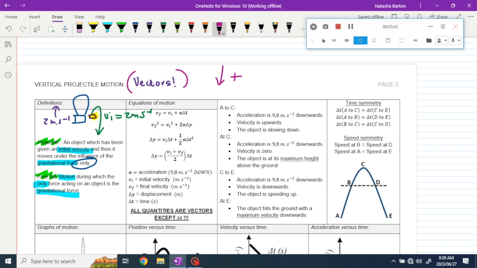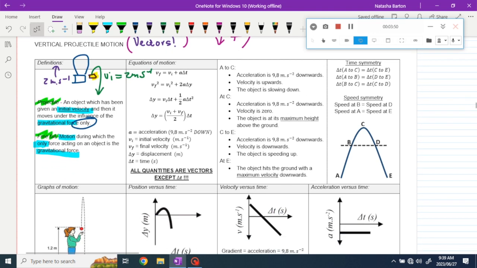What in your equation is a vector? Basically everything. All quantities are vectors except the time. That means everything has a negative or positive attached to it. You guys know in physics, negative and positive means direction. So if we are choosing down as positive, then into our equation, the a is going to be positive 9.8. If I'm throwing it up into the air at 2 meters per second, the initial velocity is going to be negative. If down is positive, up is negative. And you must substitute those negatives in.